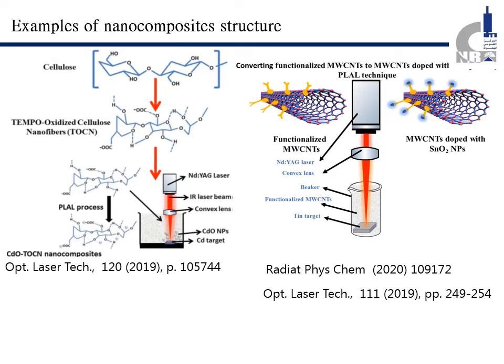First example: once we change the water to TEMPO-oxidized cellulose nanofiber and ablate a cadmium target immersed in this type of solution, we can produce cadmium oxide nanoparticles decorated on the surface of the TEMPO-oxidized cellulose nanofiber. Another example was ablating a tin plate immersed in functionalized multi-wall carbon nanotubes to produce multi-wall carbon nanotubes decorated with tin oxide nanoparticles. All of these examples have already been published in high-impact journals.